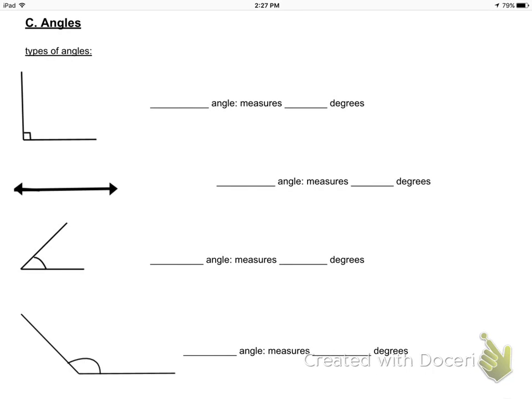This is Geotrig Lesson 1, Day 2. We are going to do Part C, and it's about angles.